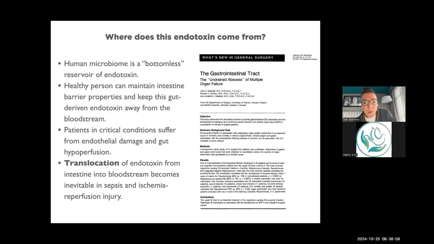Yeah, and a healthy person can maintain barrier properties of the intestine intact and keep this gut under control. Patients in critical conditions suffer from endothelial damage and gut hypoperfusion with oxygen. And the first thing that fails here in the hypoperfused gut is its barrier properties. Thus, translocation of endotoxin into the bloodstream from the intestine becomes inevitable in the very first hours of critical conditions.